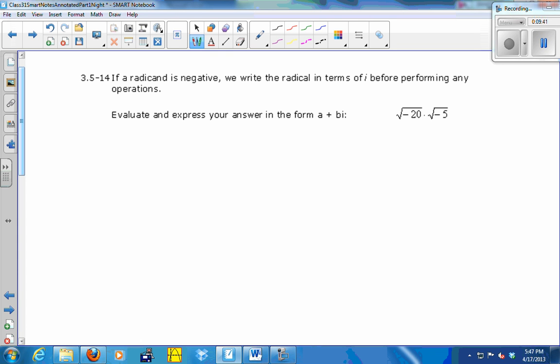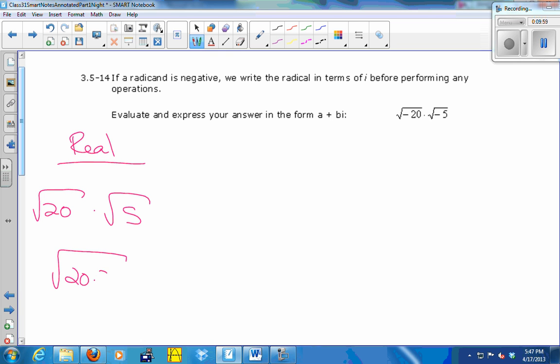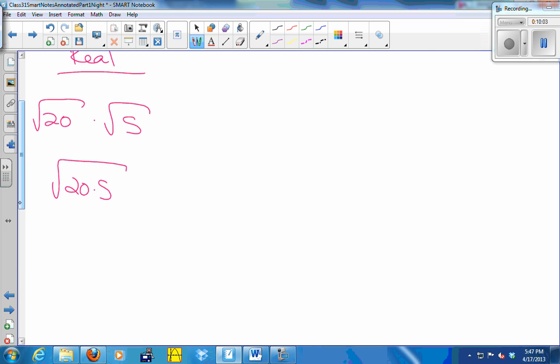If you have a negative under a square root, you want to write everything in terms of i before you do any other arithmetic, right? So with real numbers, we have the ability to say the square root of 20 times the square root of 5 is the square root of 20 times 5. Right? You can just smush them together. And then that would be the square root of 100, which is 10, right?